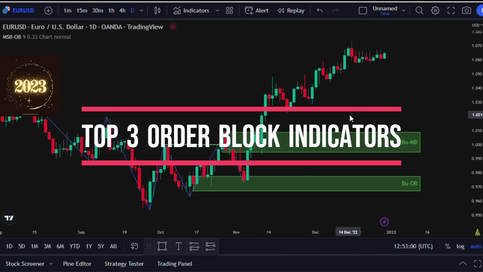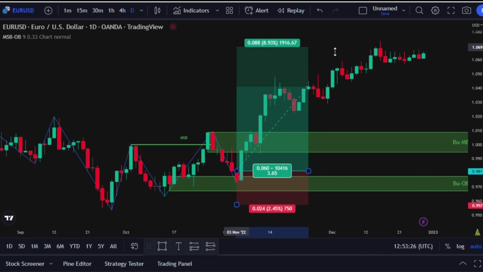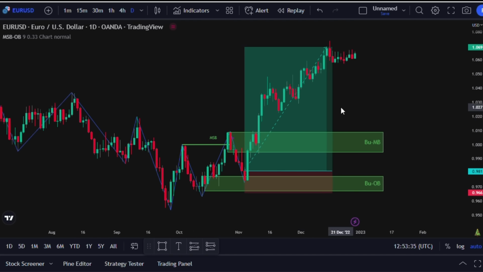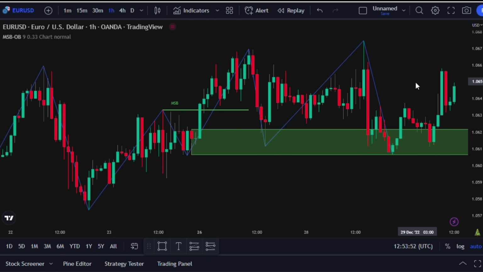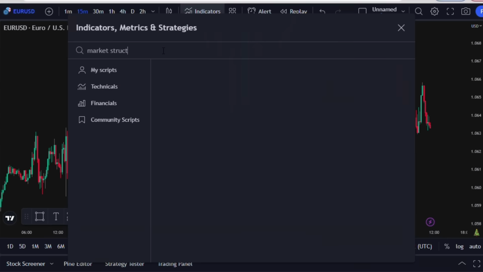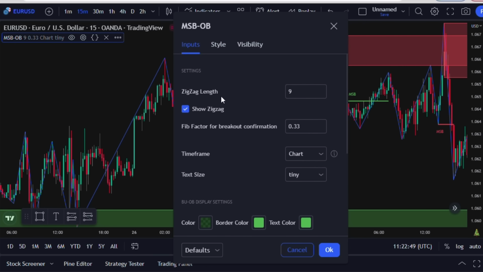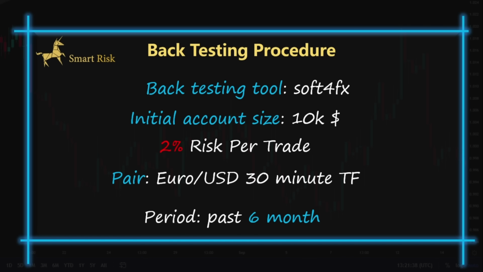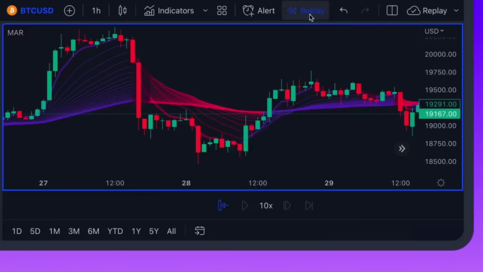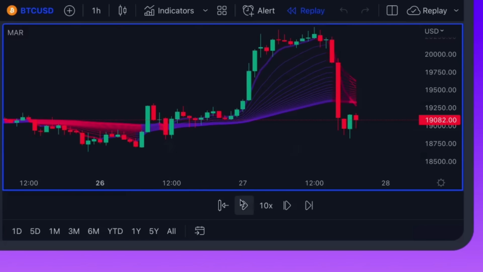Hello traders, today in this episode, we are going to introduce you to the top 3 order block indicators. As you know guys, spotting and having valid order blocks on your charts will undoubtedly help you to improve your trading and become a more successful trader. Additionally, we will illustrate how to add and set up these indicators in your trading chart, and also at the end, we are going to backtest these 3 indicators for the last 6 months on the EURUSD pair, and we will share with you the win rates and the results of trades that we had based on these indicators.